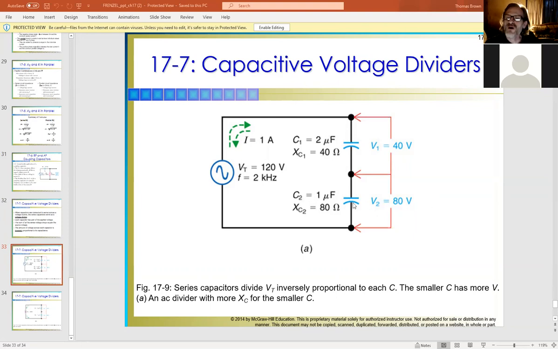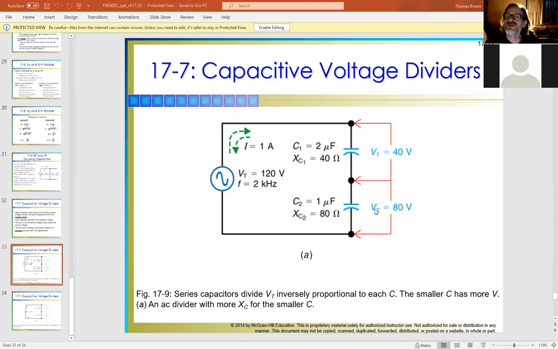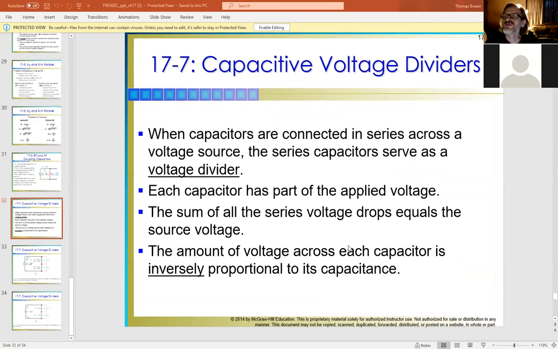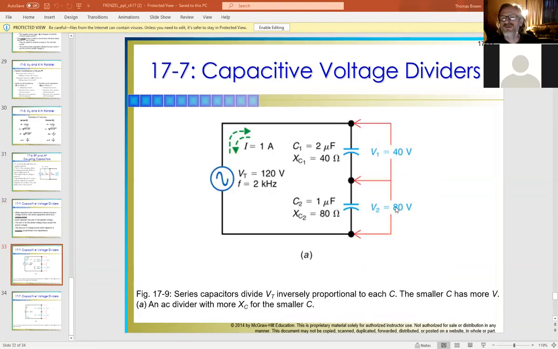So the smaller, and like it said, it's inversely related, right? If we go back and look, the amount of voltage across each capacitor is inversely proportional to its capacitance. And as you can see, that does hold true. That's because of this formula: X of C is equal to 1 over 2 pi FC. In this case, for the 1 microfarad we have an 80 ohm reactance, and for the 2 microfarad, we have 40 ohms reactance.